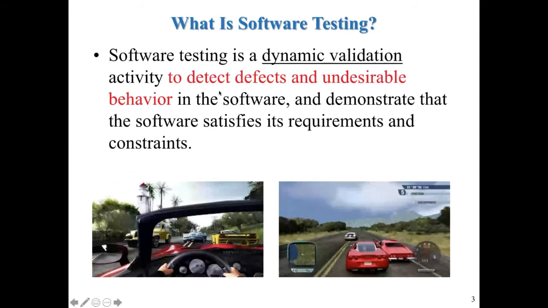And second, how do we find out what is a defect and what is undesirable behavior? Something which does not match our requirements, something which does not match our given constraints, that is called undesirable behavior, and that is also called a defect.